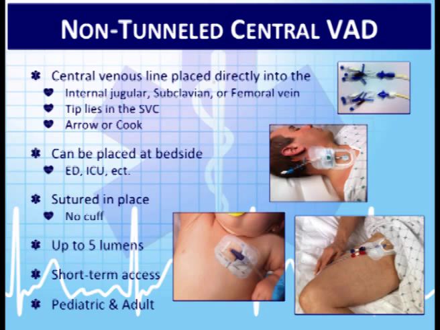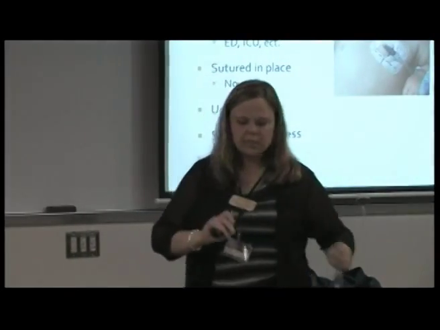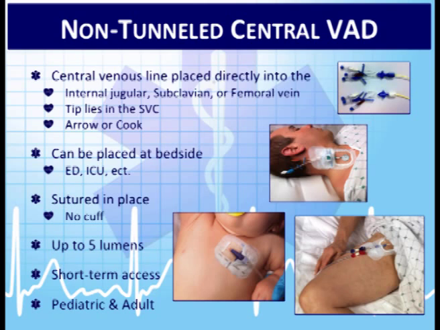The non-tunneled central vascular access devices, remember, are usually these smaller ones where they're not too long. The internal jugular, subclavian, femoral vein. When they talk about Arrow or Cook, if you've seen in clinicals in the emergency room a central line being placed, it's usually just what the hospital is using. So if they say it's an Arrow or Cook on top of a central line box, it's just the name of the device. Okay.